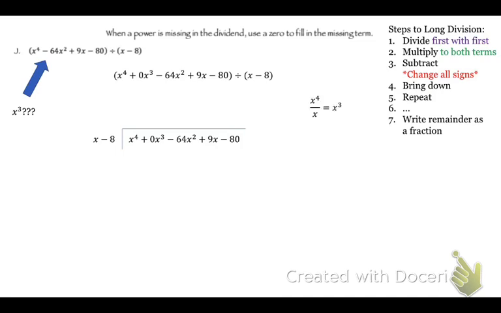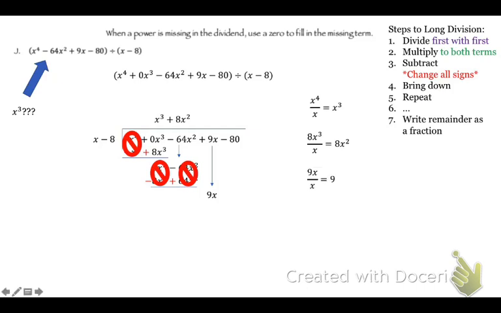So divide first with first. x to the fourth divided by x is x cubed. Multiply, so x cubed times x is x to the fourth. x cubed times negative 8 is negative 8x cubed. Subtract, change the signs. You get 8x cubed. Bring that down, minus 64x squared. Divide: 8x cubed divided by x is 8x squared. Multiply, so 8x squared times x is 8x cubed. 8x squared times negative 8 is negative 64x squared. Subtract, change those signs. So those both cancel, so I'm just going to bring down the next term.